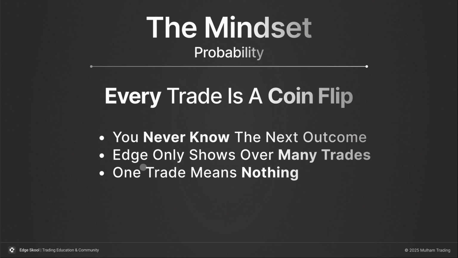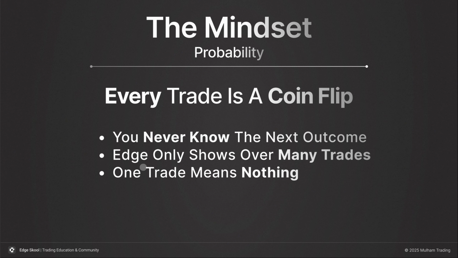One thing we also need to apply is the concept of probability. Every trade should be considered as a coin flip. Why? Because every trade can either fail or win, right? Or succeed. And that is a 50-50 chance. So it's like a coin flip. You never know the next outcome. That is one thing you should understand. Even if your strategy has an 80% win rate, you still don't know the next outcome because it could be part of that 20% fail, as an example.